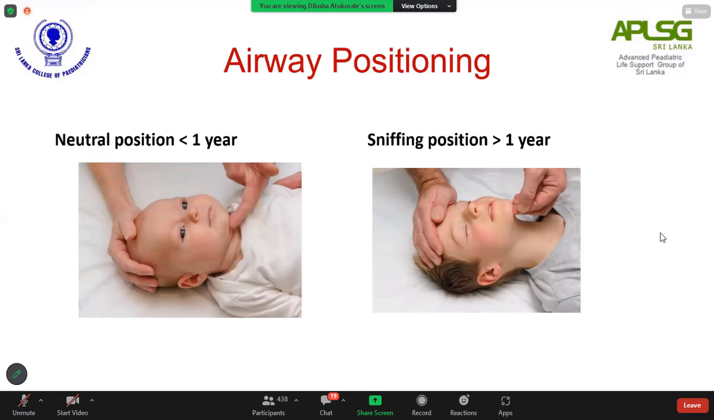Positioning of the airway in children. In children of less than 1 year of age, infants, the airway opening position is the neutral position, as you can see in the first picture, where the face is parallel to the ceiling. The eyes are parallel to the ceiling, and there's no undue extension or flexion of the neck. In a child of more than 1 year of age, we maintain the airway in the sniffing position, as you can see in the second picture. You do a small head tilt and a chin lift and maintain the airway in the sniffing position in a child older than 1 year of age.